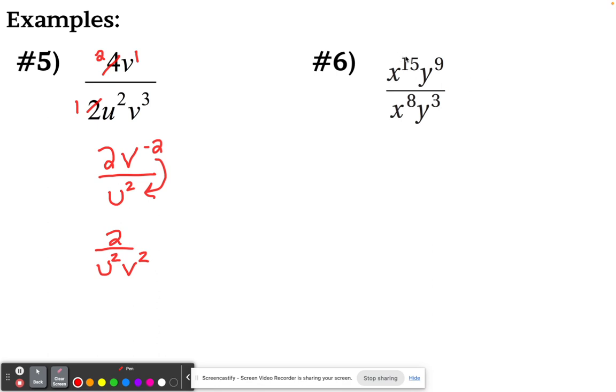Next example, subtract my exponents. 15 minus 8 will give me x to the 7th power. 9 minus 3 will give me y to the 6th power. And that's it for that one. That one is pretty straightforward.